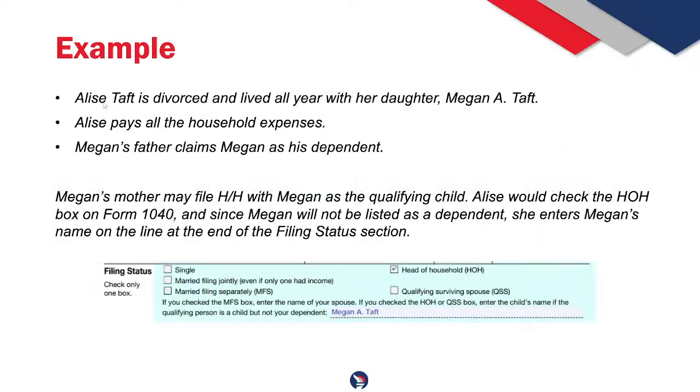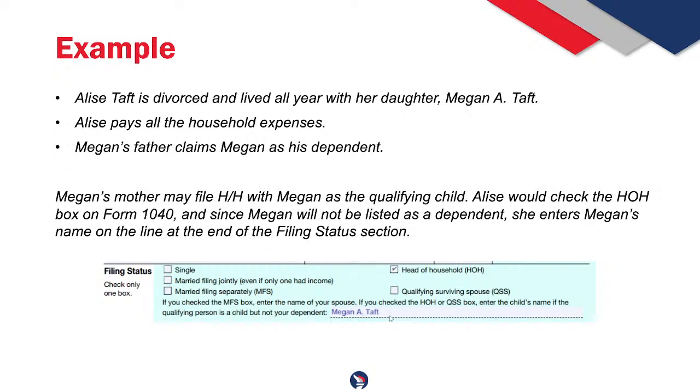So, an example: Elise Taft, divorced, lives all year with her daughter Megan. Elise pays all the household expenses for her and Megan. Megan's father is going to claim Megan as a dependent, so Megan's mother still may file head of household with Megan as a qualifying child. Elise would also check the head of household box on the 1040, and since Megan would not be listed as a dependent, she enters Megan's name on the line at the end of the filing status section, just like I said.